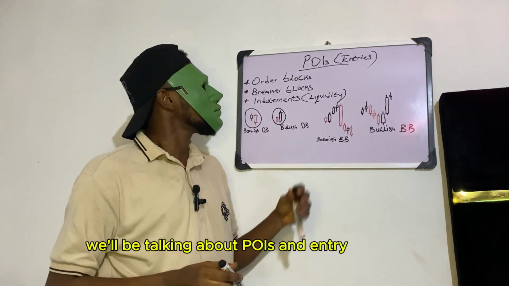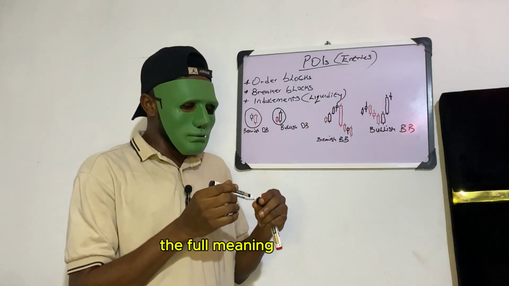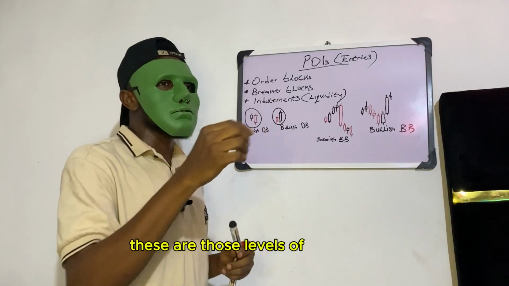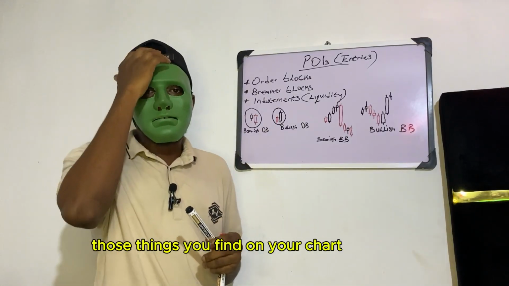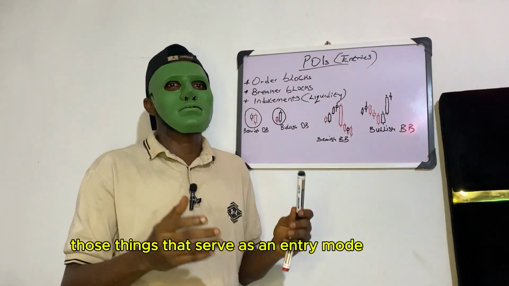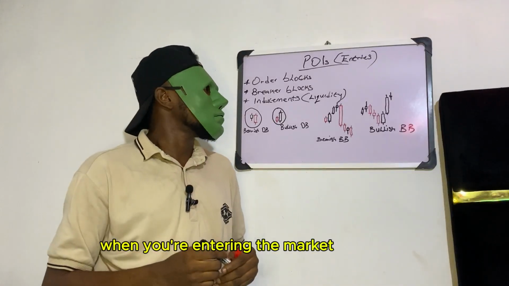Today we'll be talking about POIs, or rather entry. We'll be talking about POIs and entry. Number one in our POI list: POI stands for point of interest. These are those levels or things you find on your chart that you can make use of when you want to enter the market, those things that serve as an entry mode for any trade.